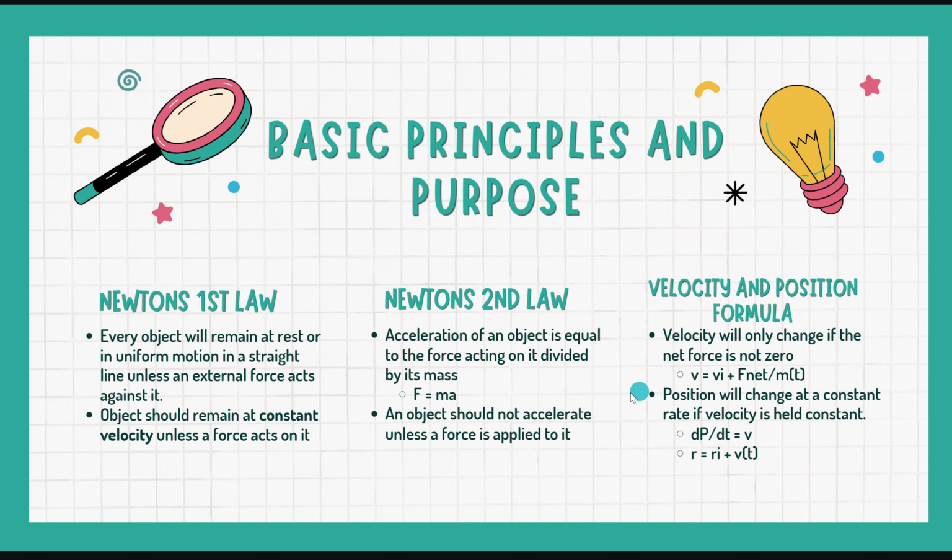And so these principles can be seen in this velocity and position formula, where velocity is not going to change unless the net force is not zero. So as you can see, if the net force is zero, this is going to be zeroed out, and velocity initial is going to equal velocity final. And the same happens to position, where position is changing according to velocity. So if velocity is not changing, then position is only going to change at a constant rate.